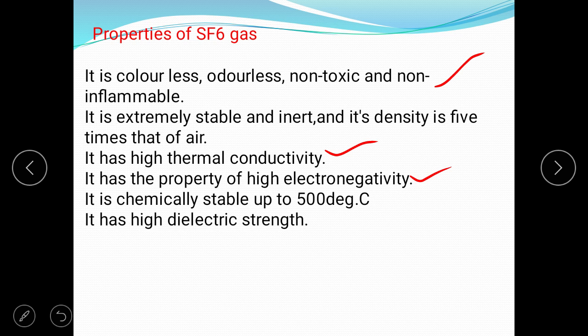And last, it has high dielectric strength. Its dielectric strength is higher than air and oil, due to which it provides a better insulating medium between the contact gap of a circuit breaker.